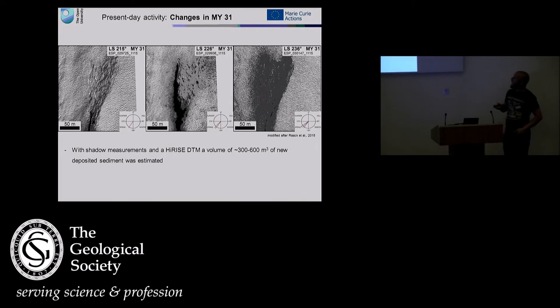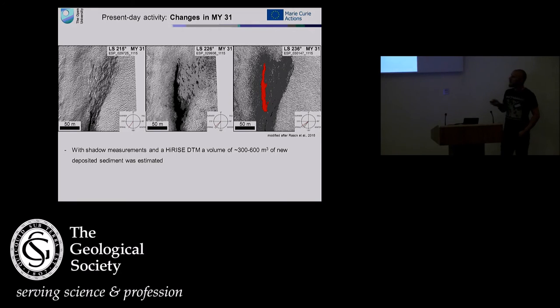With a HiRISE DTM and some shadow measurements, it was possible to give a very rough estimation of the amount of material. This is about 300 to 600 cubic meters of new material. We have this activity in Martian year 31, but also in Martian years 29 and 30. But this here is the best example.